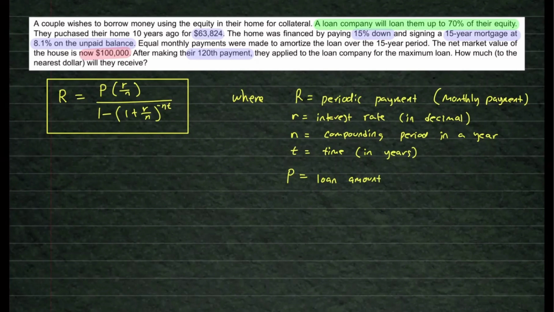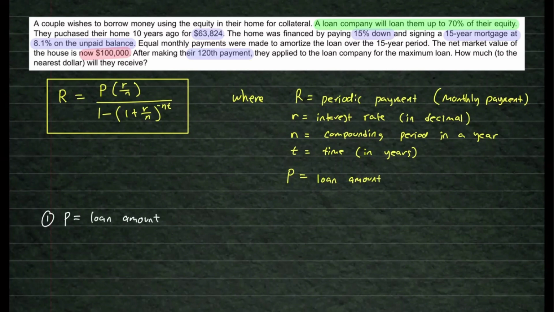Okay, so there's a lot going on in the problem. Before we can even answer the problem, we'll have to break it down into multiple steps, because that's what this problem requires us to do. So we will first consider what was their loan amount. The price of the house was $63,000 and change, but they put 15% down. That means the rest will be loan. So let's figure that out first. First we're going to find their P value, P meaning the loan amount.